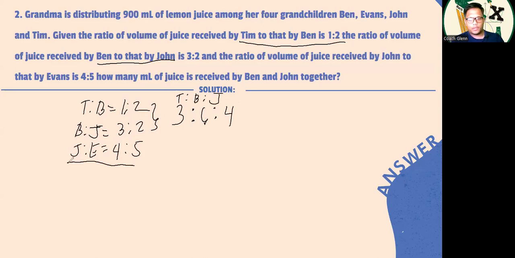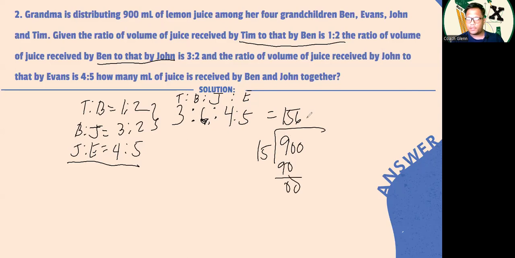Now we need to incorporate that with J is to E, but J is already 4, so that's good. So we can just add our E right away, which is 5. Now we have the ratio of the 4 grandchildren. We just need to add the ratio. So we have 3 plus 6 plus 4 plus 5, that's equal to 15. After that, we need to divide 900 by 15 so that we can multiply by the correct constant. Okay. So 900 divided by 15 is equal to 60.